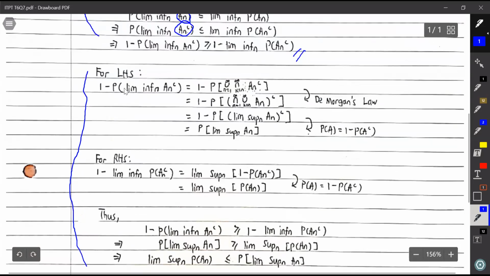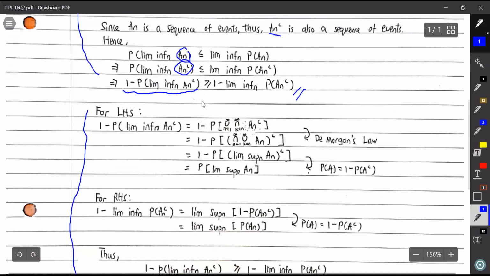So now for the left-hand side, we know that the lim inf of A_n complement is actually something like this. Then we apply De Morgan's law that the doctor just explained in question 5, and we get the lim sup of A_n, complement. Then we can see this is actually something like 1 minus P(A^c). So we let all of this become P(lim sup A_n).